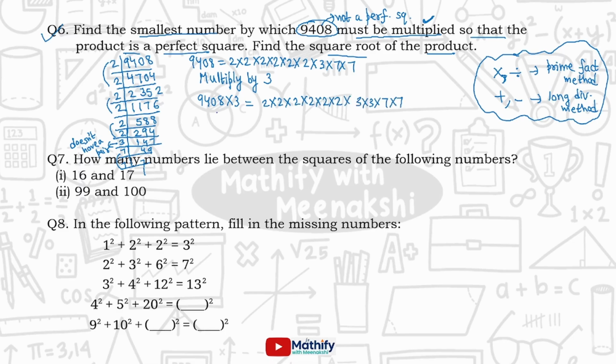Now what is 9408 into 3? That's 28224. So just copy this as it is.